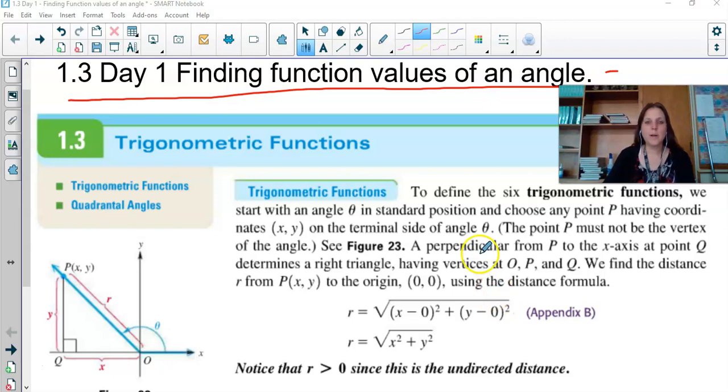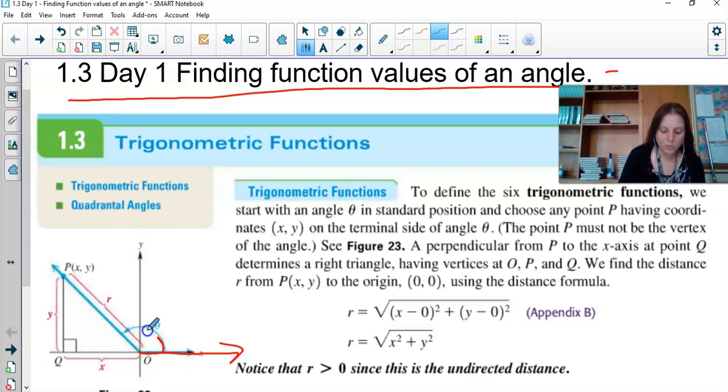So what we're talking about in this section are going to be looking at the actual trigonometric functions, and what we're going to be working with are the sides of this angle. When you draw an angle, you start here at the initial side and you rotate either clockwise or counterclockwise, depending on if it's positive or negative. This is a positive rotation.